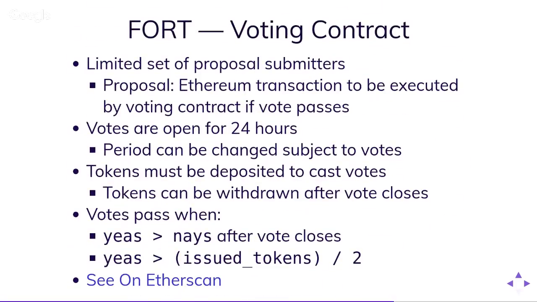Now for the voting contract, and this is one of the most complicated contracts I have written to date. Basically, the voting contract allows proposals by a limited set of submitters. So not just anybody can come along and propose a proposal for the voting contract. That's for several reasons. Again, because the voting contract is fairly complicated, we're trying to narrow the attack surface by only allowing people that we essentially trust to submit proposals, just in case there's some way to get those proposals to do things they were not intended to do.